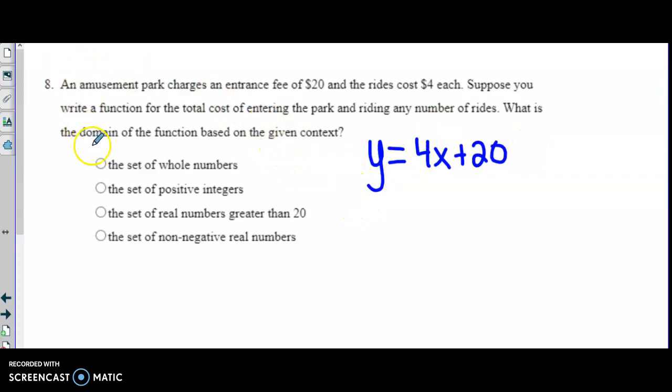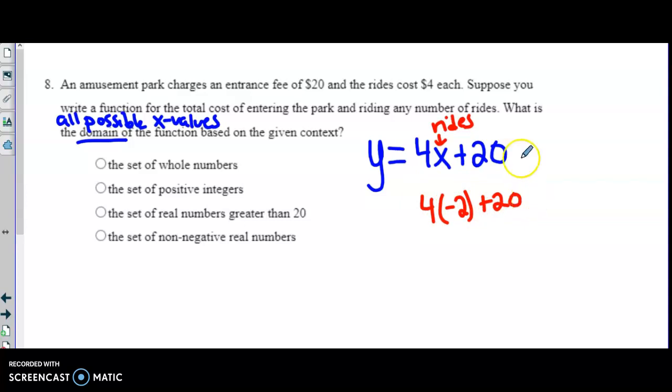And we want to know the domain. The domain is all the possible X values. Let me pause this so I can write. So your domain is all the possible X values. Or if you think about a function, you input a number and then whatever it spits out is kind of what we're looking at here. So we're looking at what value you could plug in for X. And if you think about X representing the number of rides, you can't ride negative rides. So it wouldn't make sense to plug in a -2 for X because you can't ride -2.